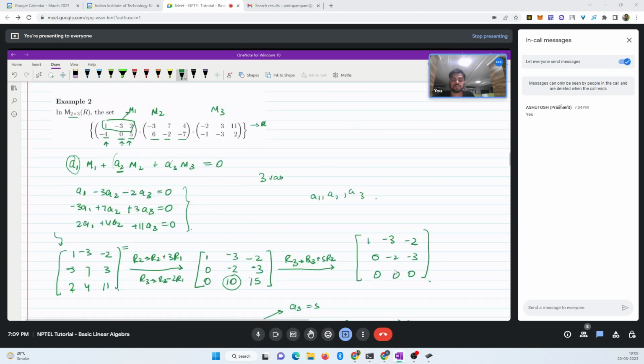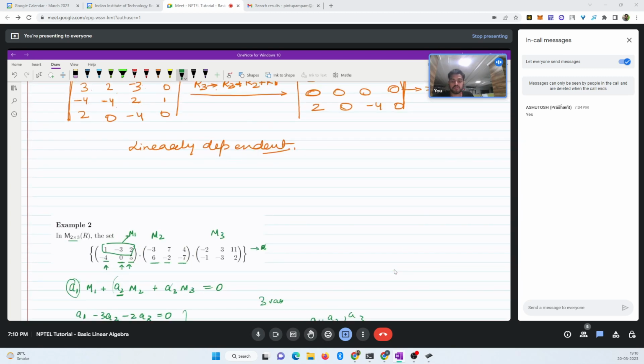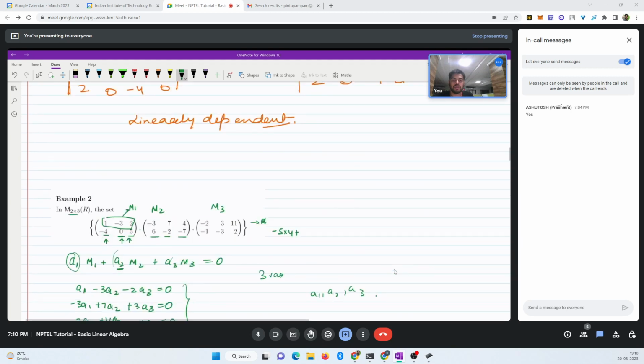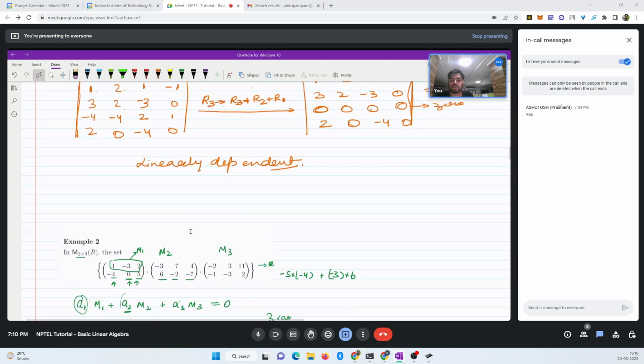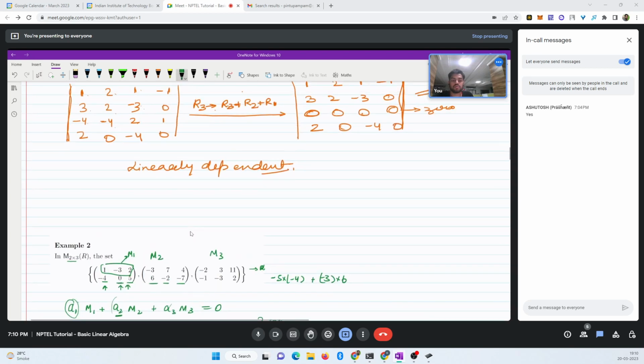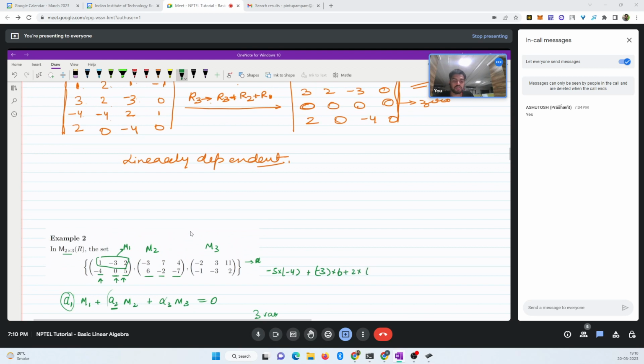So this is minus 5 times minus 4, plus minus 3 times 6, and then the last is 2 plus 2 times minus 1. What do we get? This is 20 minus 18 minus 2. We get 0. Now for the second position, we can similarly do this.